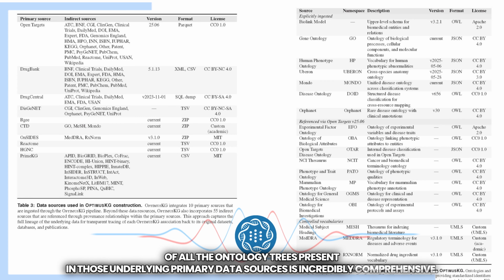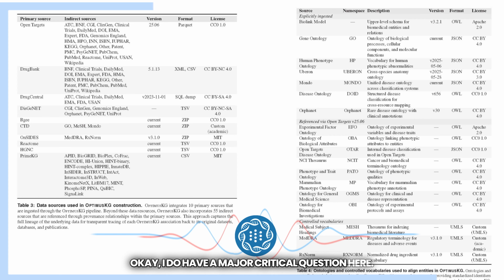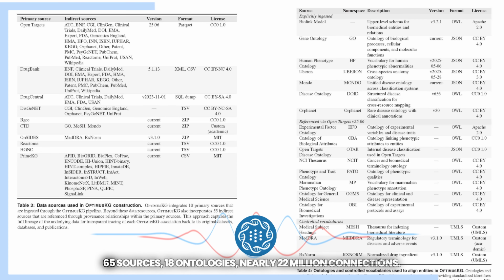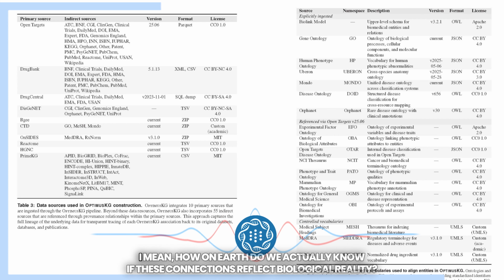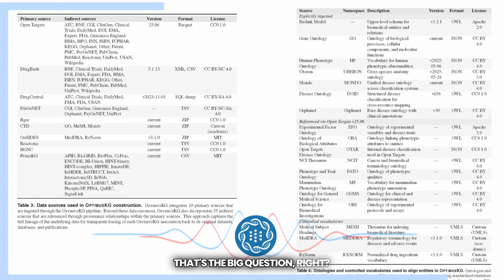Right. That is incredibly comprehensive. Okay, I do have a major critical question here. Sure. The scale is impressive. 65 sources, 18 ontologies, nearly 22 million connections. Yeah. But with a pipeline that massive, automating the integration of 21.8 million edges, I mean, how on earth do we actually know if these connections reflect biological reality? That's the big question. Right.